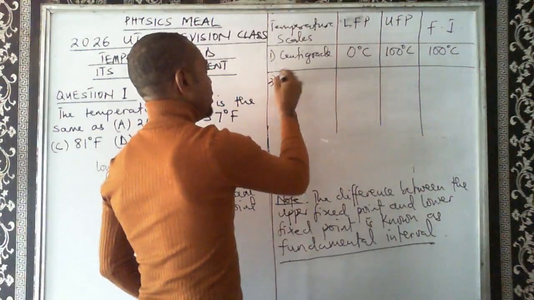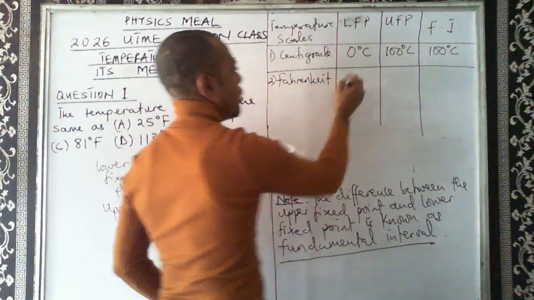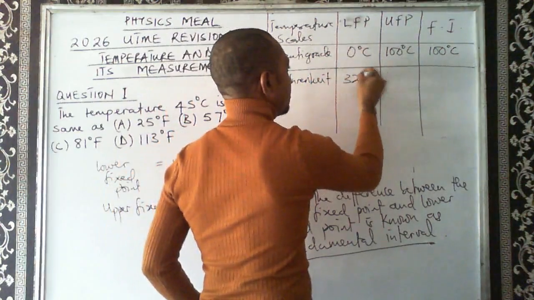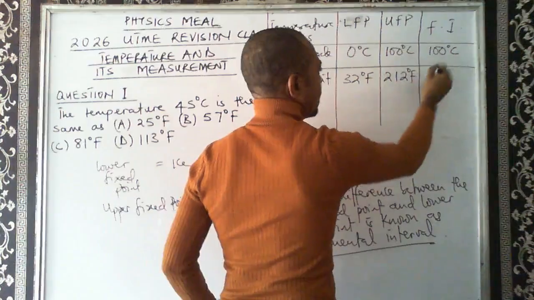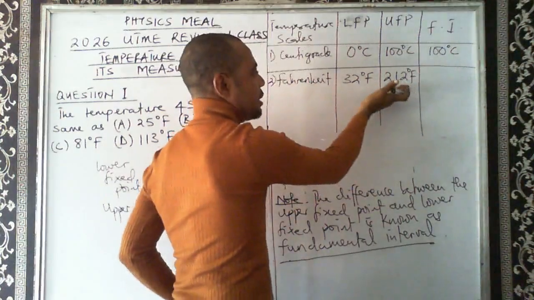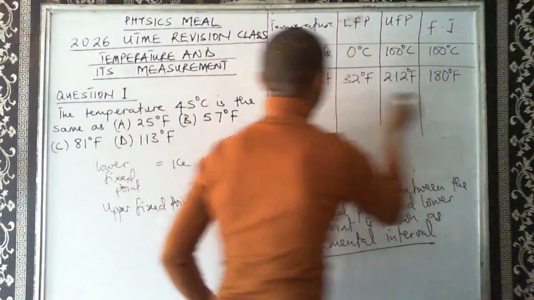For the Fahrenheit scale, the lower fixed point is 32 degrees Fahrenheit. Upper fixed point is 212 degrees Fahrenheit. And the fundamental interval is this minus this. That will give me 180 degrees Fahrenheit.